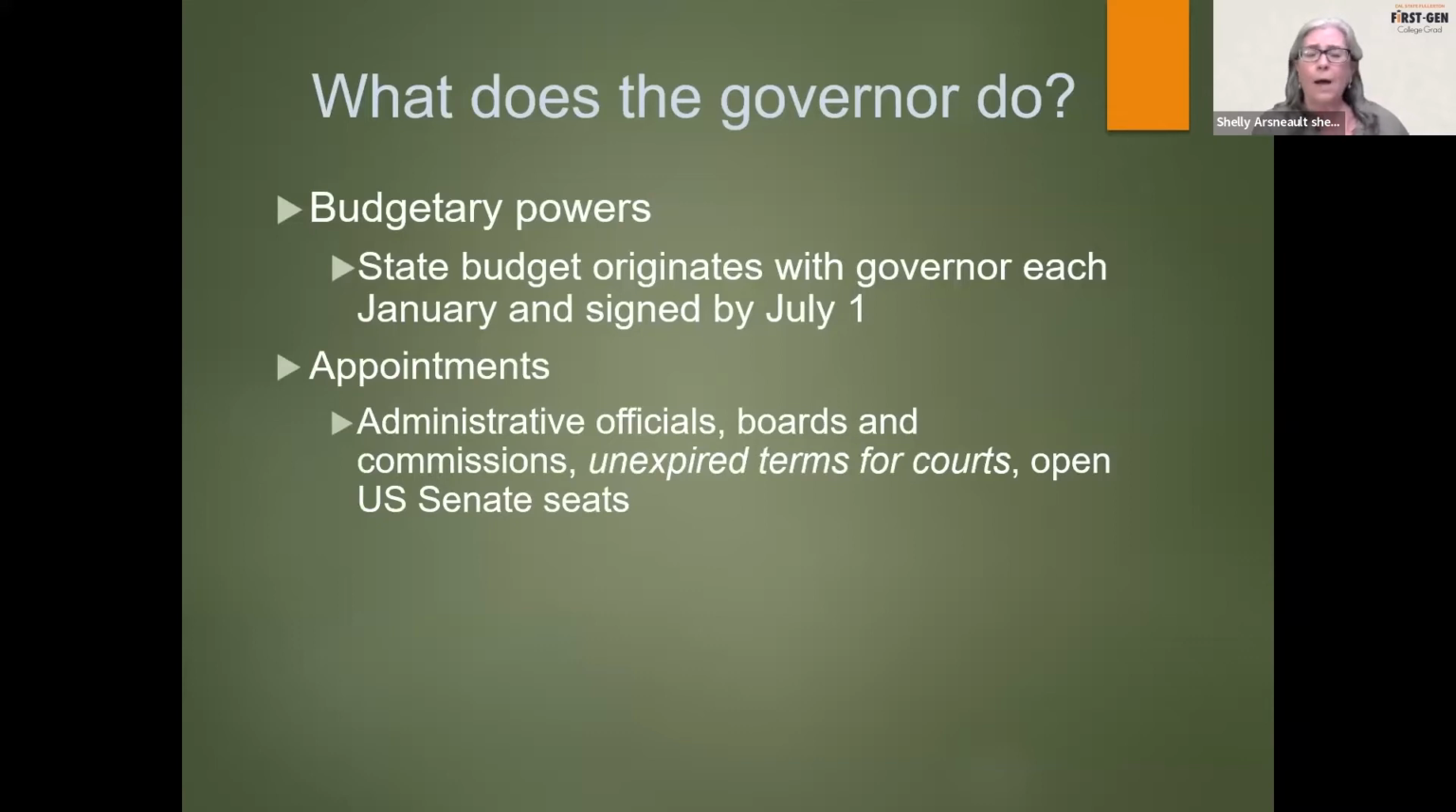Another really important power, and this one we've seen recently, is the power of appointment. So there are lots of boards, commissions, and other administrative officials. Agriculture, for example: we've got a Department of Agriculture, but the head of that agency is not elected, that's appointed. Again, more like the federal system.